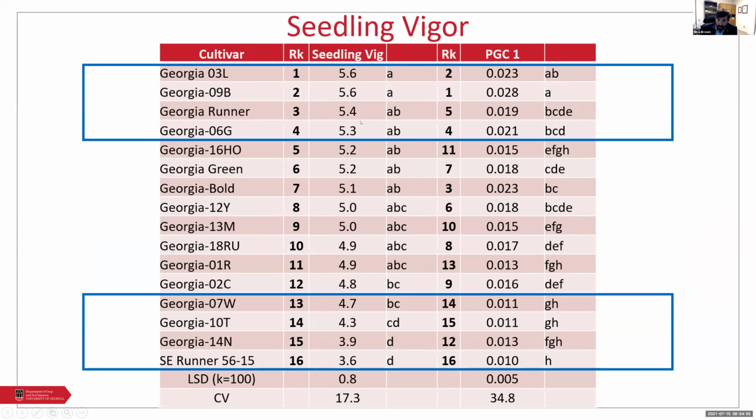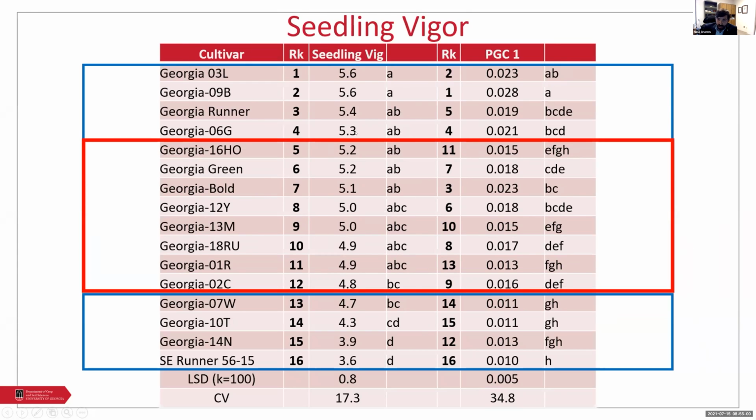Looking at seedling vigor, we see a very similar relationship. The UAV-based method was effective at selecting the top and the low performers, but disagreed with the visual ratings here in the middle.